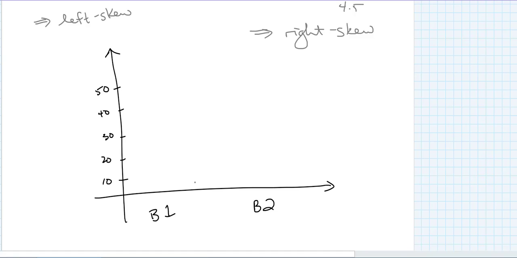Alright, so for booth 1, our minimum is 27. So our minimum is around here. And our maximum is 48, so we have our maximum here. Now we have our Q1, which is 32, our median, which is 39, and our Q3, which is 45.